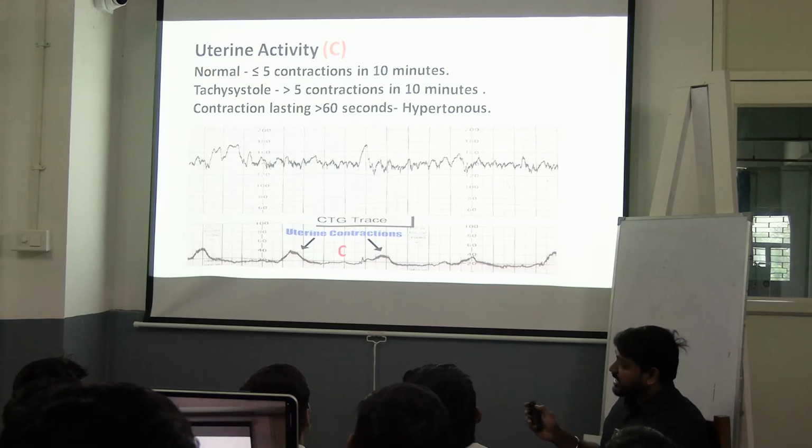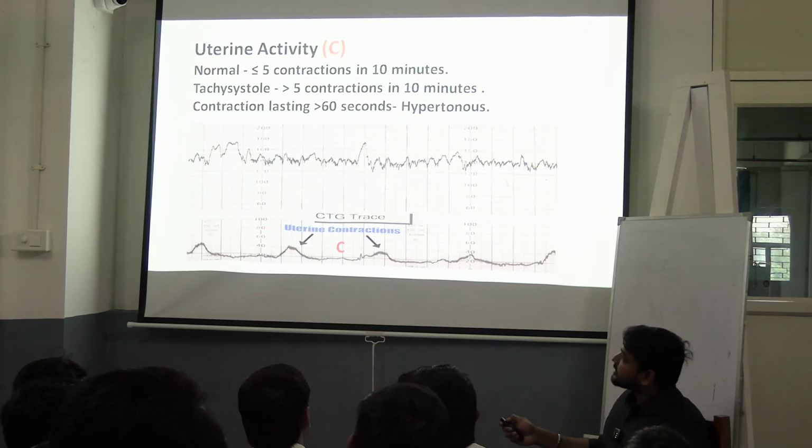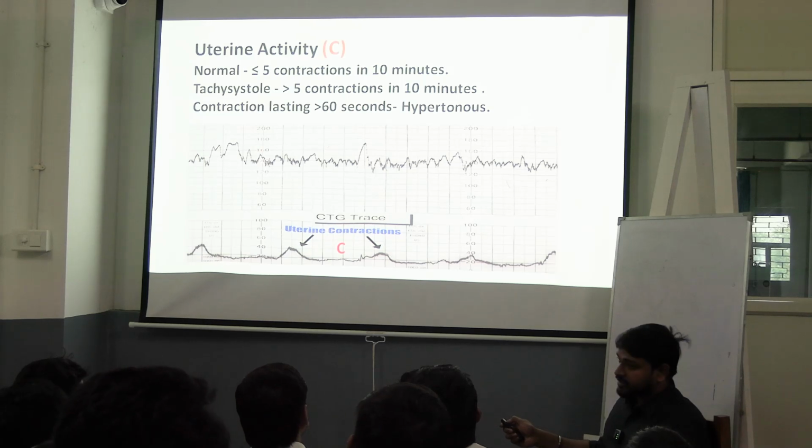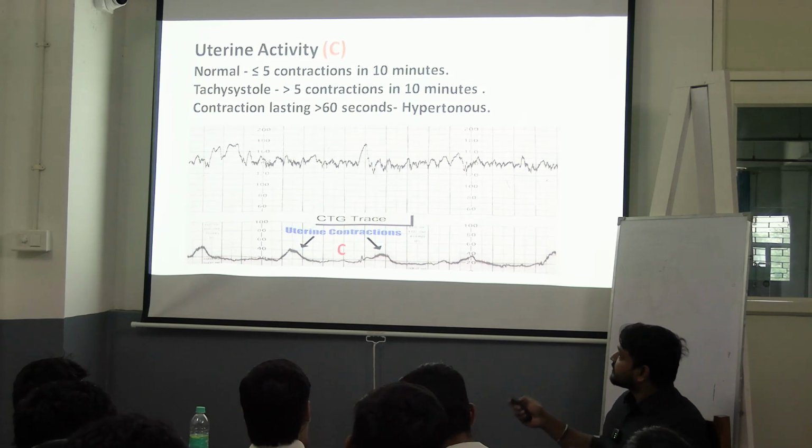The normal fetal heart rate is between 110 to 160. So we should see if it is between 110 to 160. See, it is between 110 to 160. This I will tell you later also.